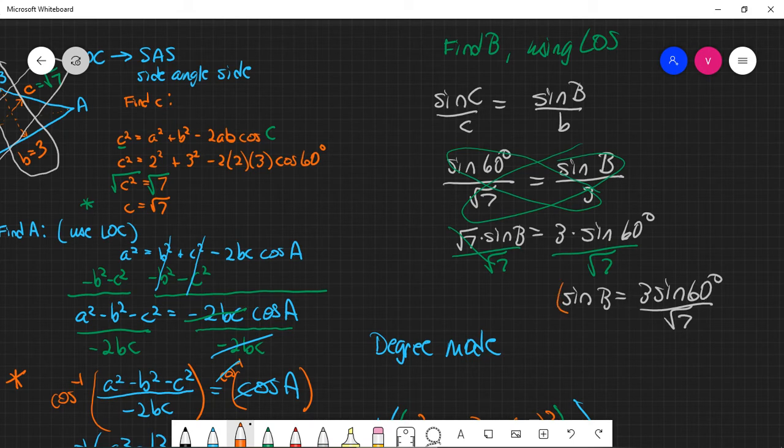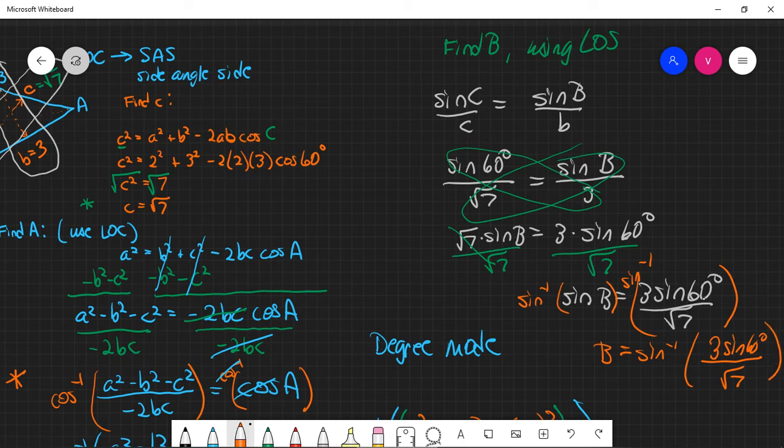And guess what you do? To get to angle B, you're going to have to undo that sine in front of it. You have to take the sine inverse of both sides. So your angle B is going to be sine inverse of 3 sine 60, all divided by root 7. There you go. And so B, if you put that in your calculator, sine inverse of 3 sine 60 divided by root 7, should give you 79.1 degrees.